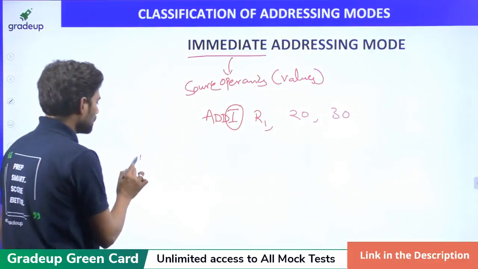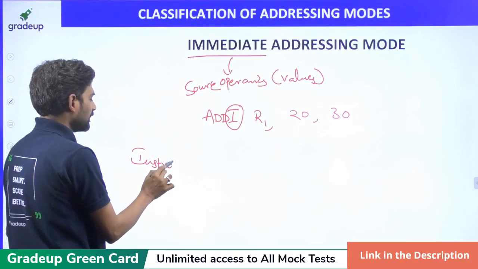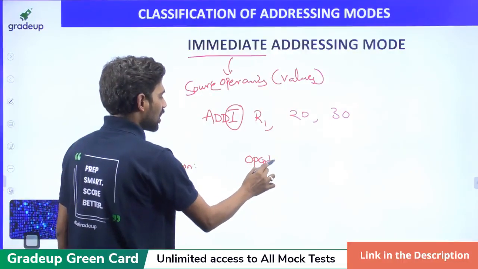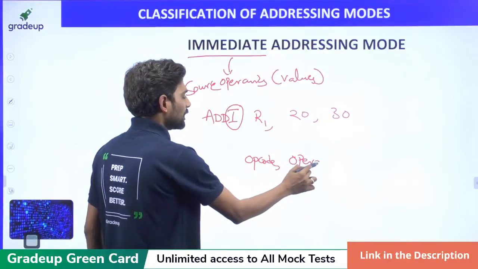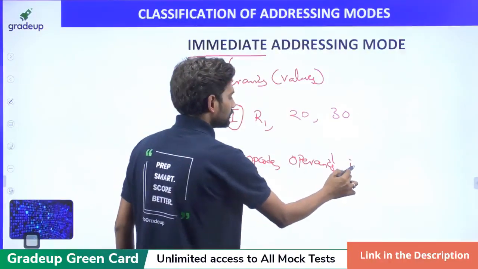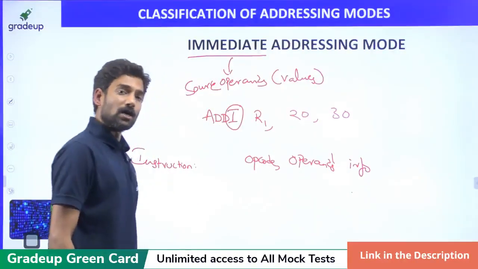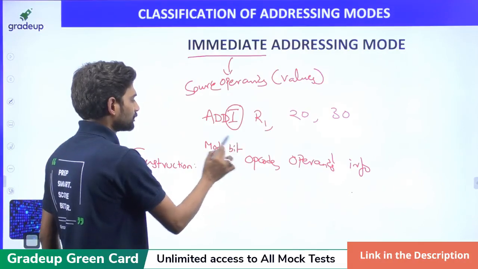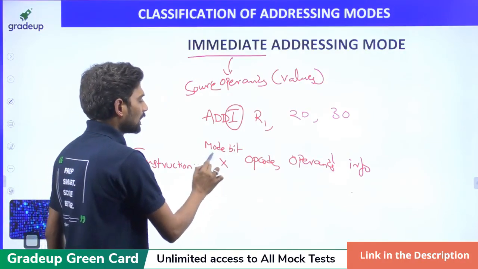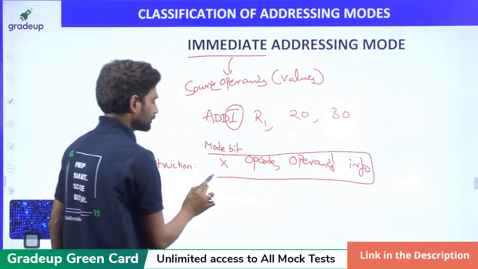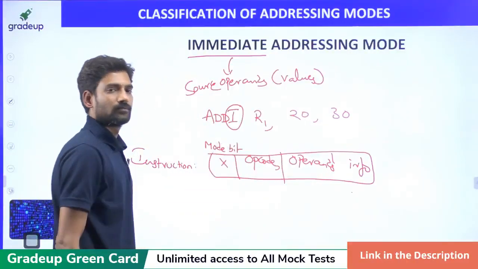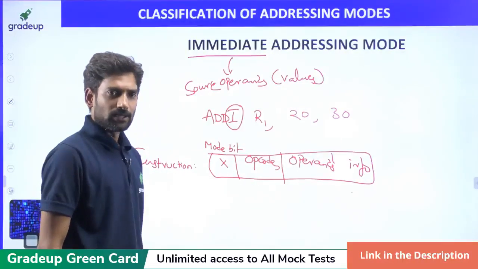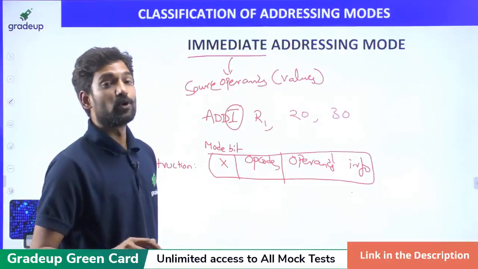Now guys, every instruction, we know, will have an opcode followed by operand information. Along with this, there will be one bit that is called the addressing mode bit. There will be one bit in the instruction also, that is the addressing mode bit.